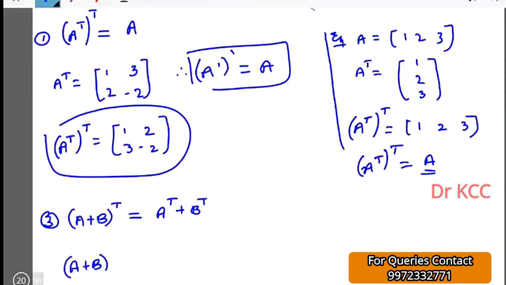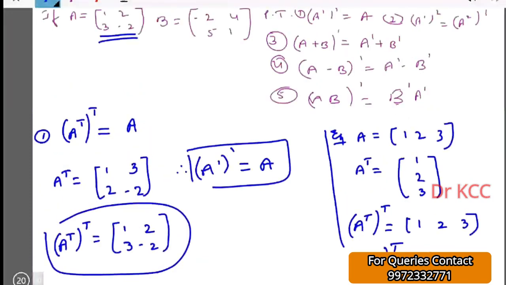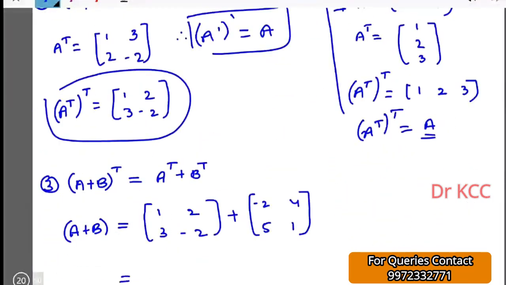A plus B, that is, what is A? 1 2 3 minus 2, plus B. What is B now? Minus 2 4 5 1. Add them. At least you know how to add this A plus B. First do A plus B. 1 minus 2 is minus 1. 2 plus 4 is 6. 3 plus 5 is 8. Minus 2 plus 1 is minus 1.